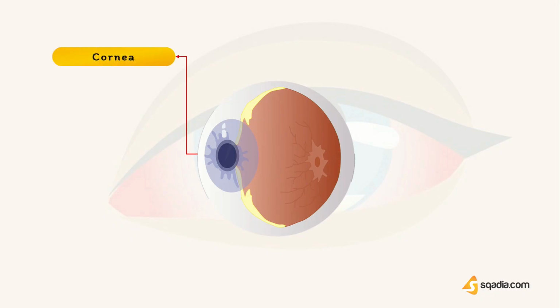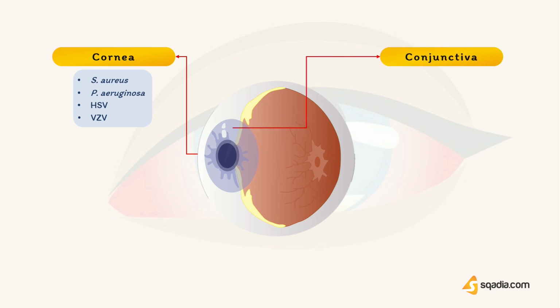These locations include the cornea, which can be infected by Staphylococcus aureus, Pseudomonas aeruginosa, herpes simplex virus, and varicella zoster virus. Then we have the conjunctiva. Now, the conjunctiva can be infected by Chlamydia trachomatis, Neisseria gonorrhoeae, adenovirus, and enteroviruses.